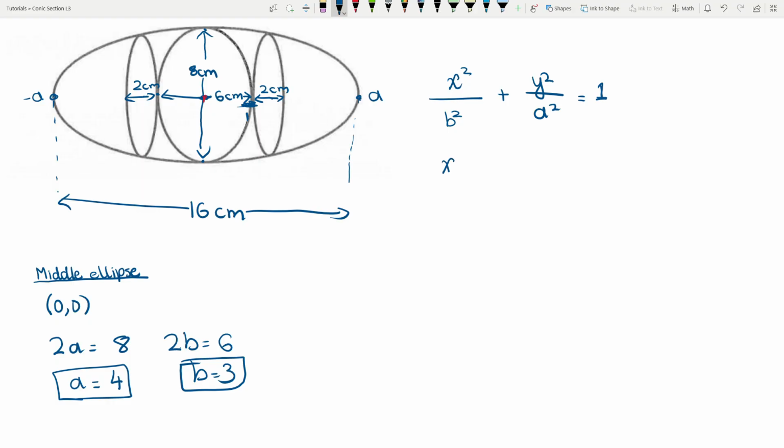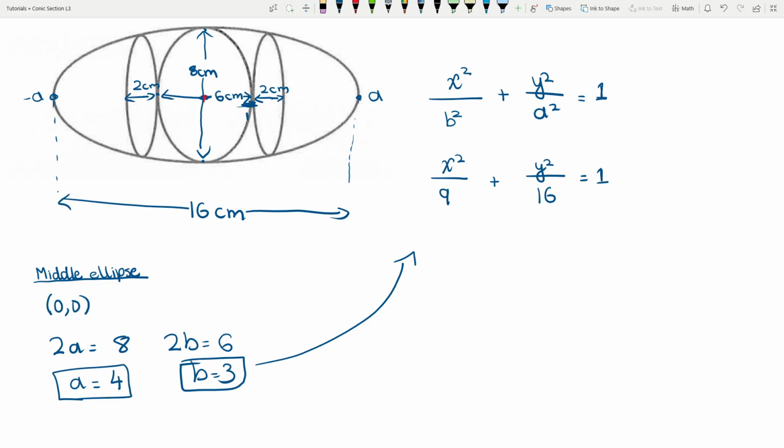So it would be x squared over 3 squared, which is 9, because I'm getting this 3 squared from b here, okay? Plus y squared over a squared, which is 16, equals 1. Okay.